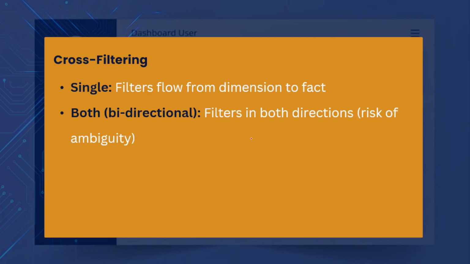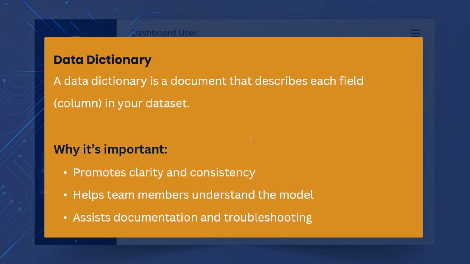So bi-direction, which is both direction filters, is when you filter in both directions. Now this can be very, very risky. It's at a risk of ambiguity. That means you don't even know, you're really confused where the filter is happening. Okay, so most of the time we always stick with the single filtering.